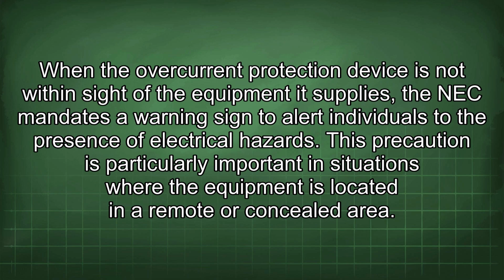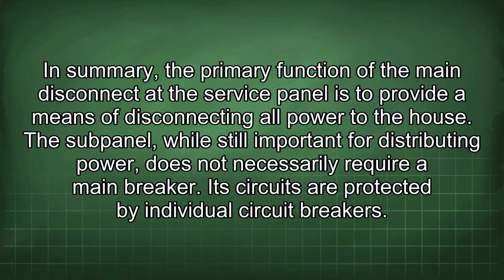When the overcurrent protection device is not within sight of the equipment it supplies, the NEC mandates a warning sign to alert individuals to the presence of electrical hazards. This precaution is particularly important in situations where the equipment is located in a remote or concealed area. In summary, the primary function of the main disconnect at the service panel is to provide a means of disconnecting all power to the house.